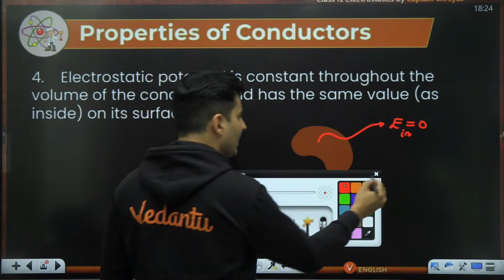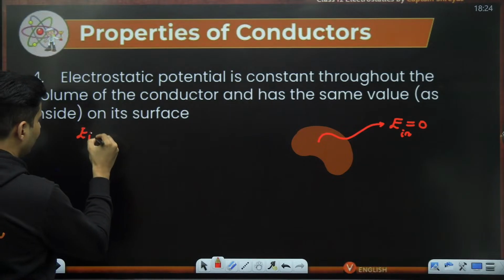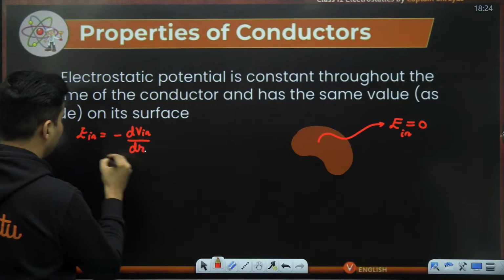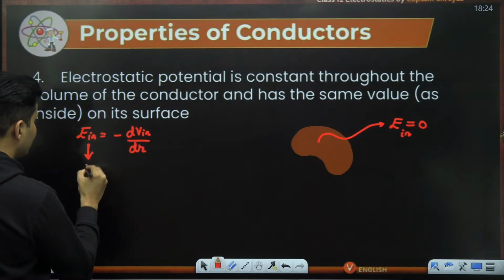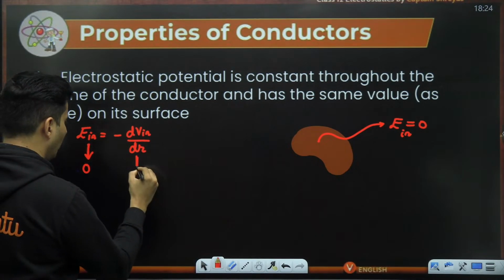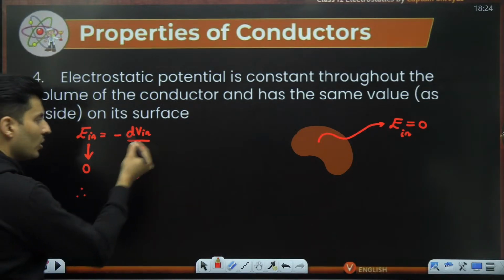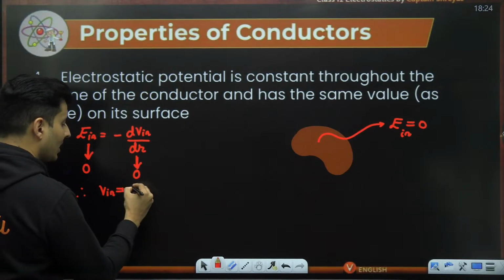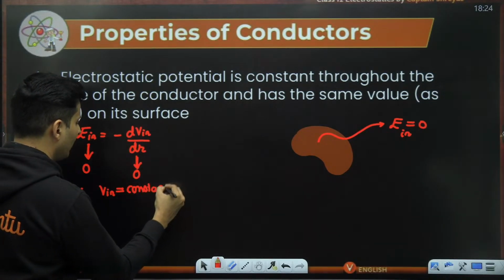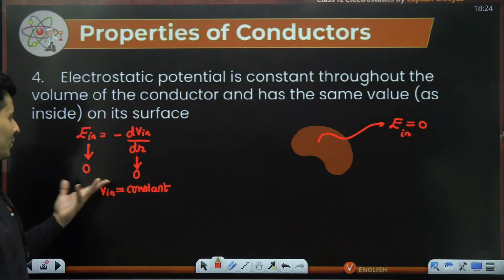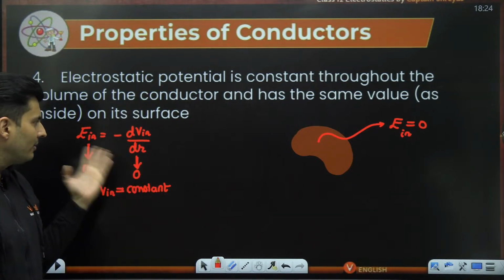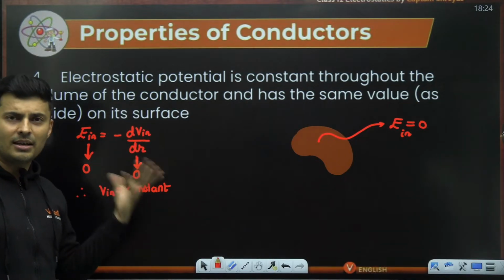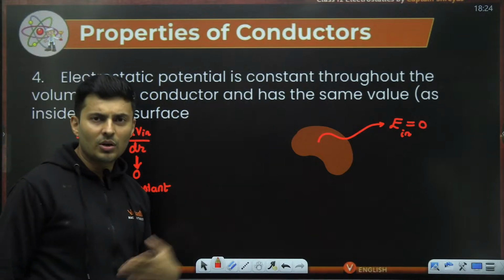The moment field is 0, do not forget, electric field is nothing but negative dV by dr. So if this is 0, what does it tell you about this? This whole quantity is also 0. Therefore, whose derivative is 0? A constant. So the potential inside is going to be a constant. This is a simple proof, the easiest way to prove it. Electric field is 0 everywhere, we have proved that in the first property, so the derivative will be 0. That means the constant's derivative has to be 0, so potential is constant everywhere.